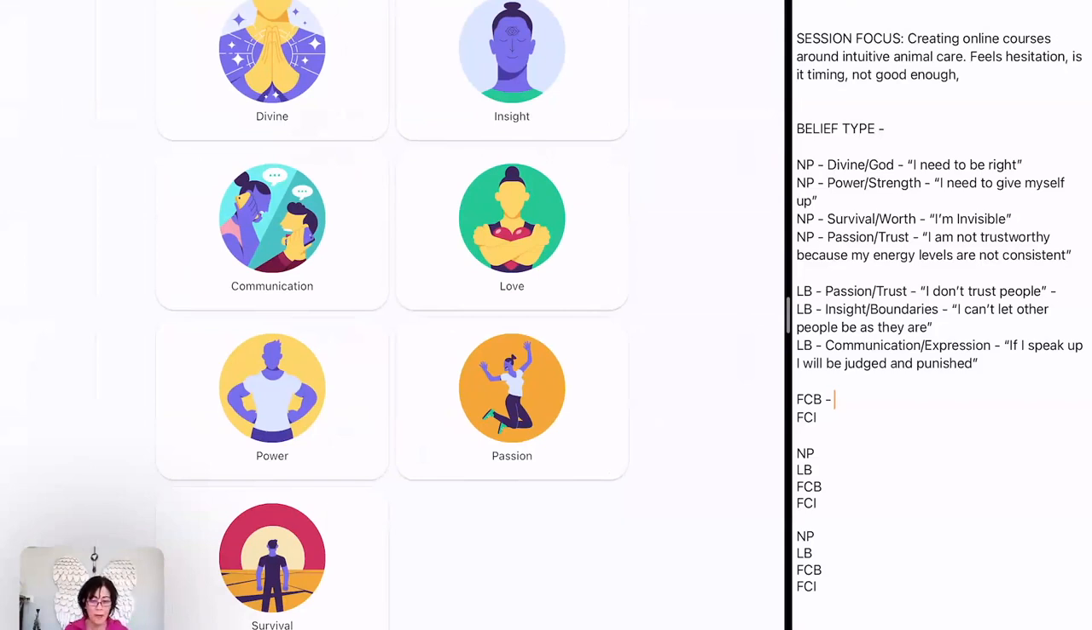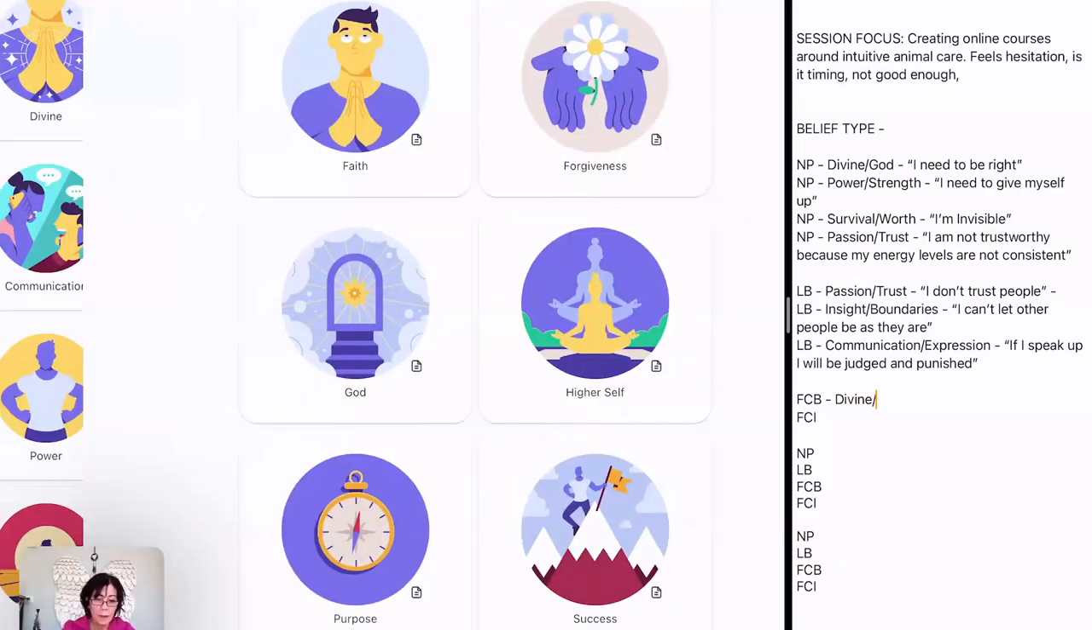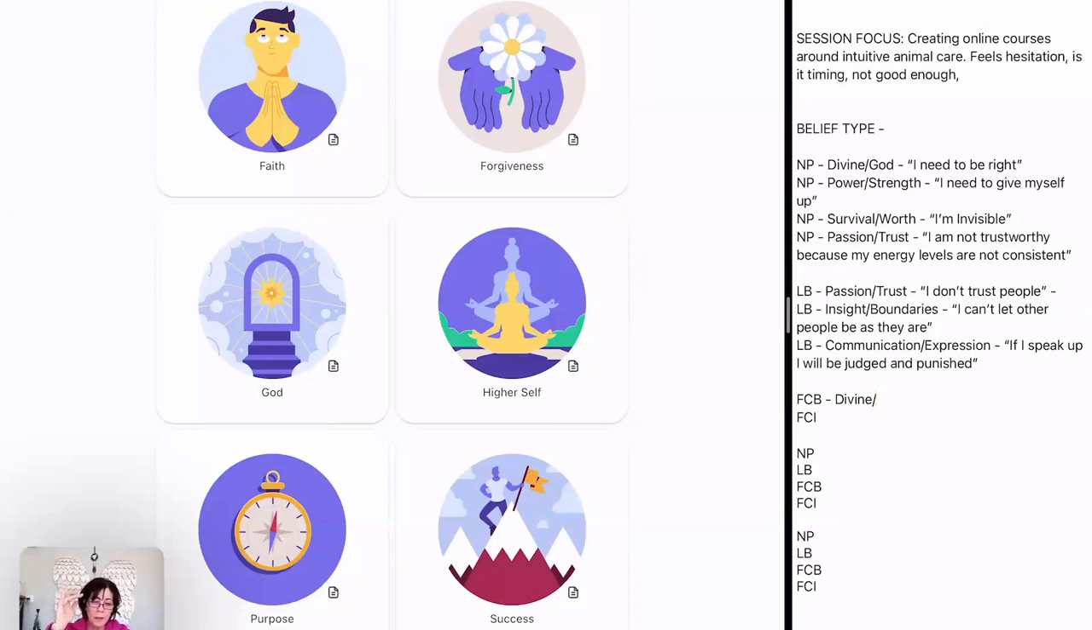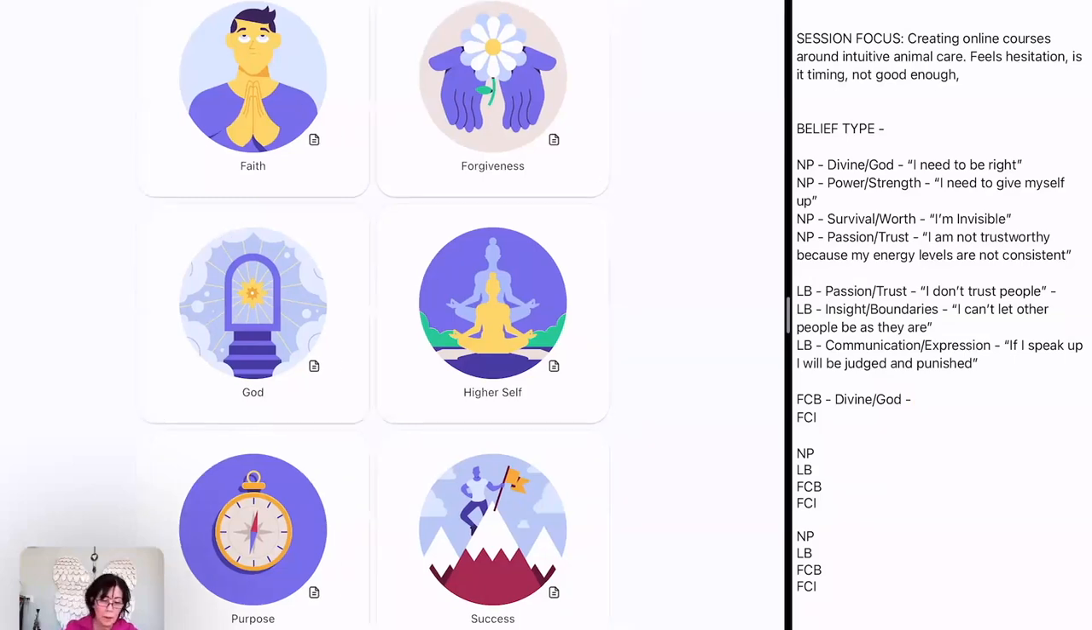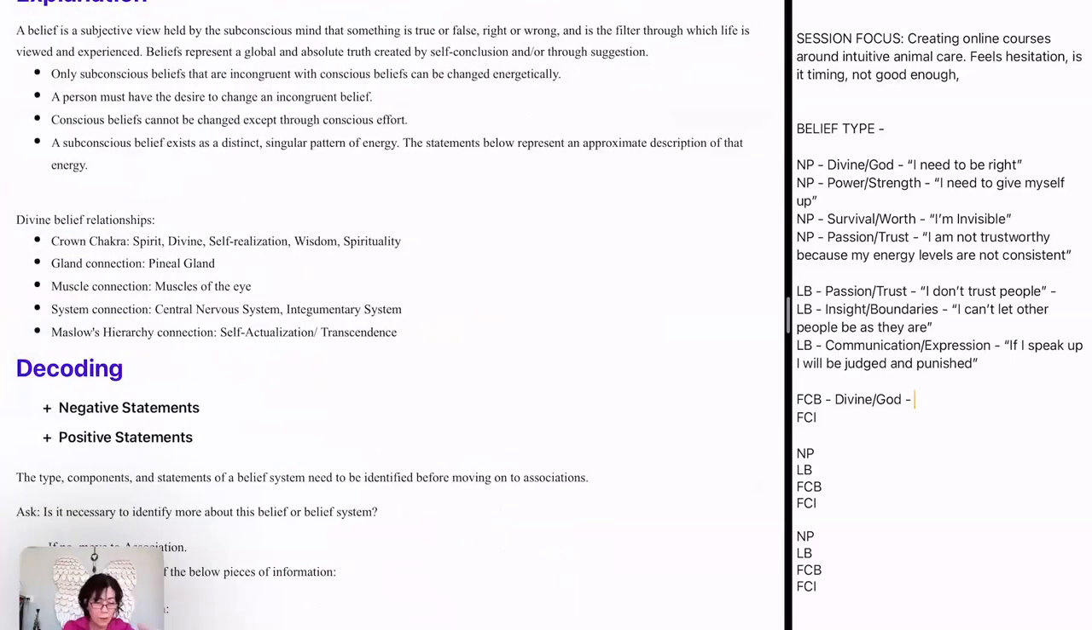So let's go to the beginning. Where will we find this faulty core belief? Is it here to the right? No, to the left. Divine. Okay, we're testing with divine. And something here, right side, not left side: faith, God. Divine and God. Okay. God, you know, creator, higher power, whatever anybody wants to refer to God as.